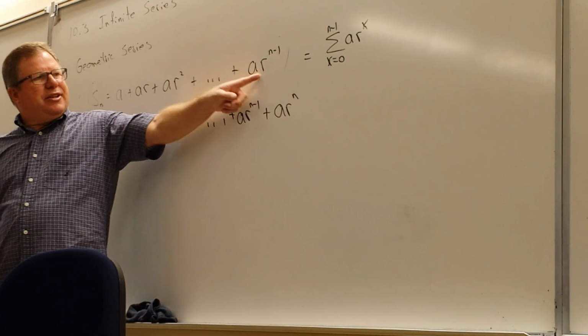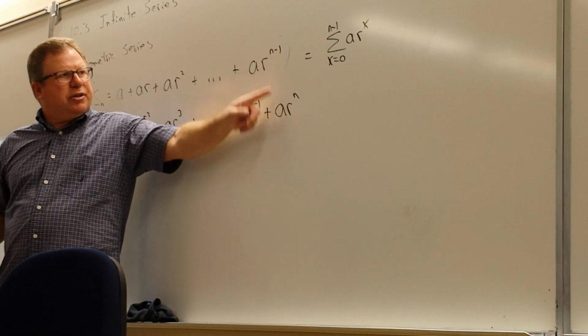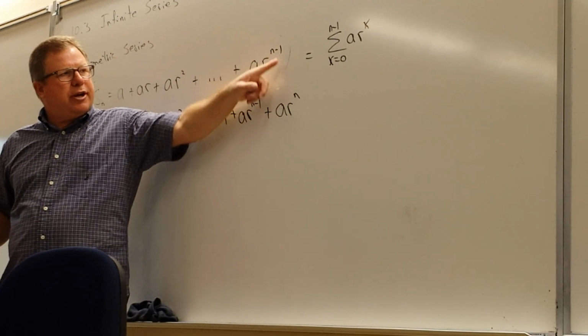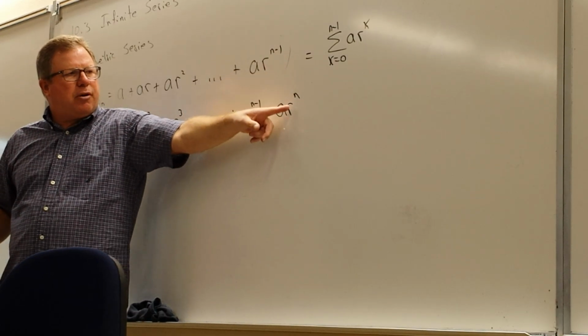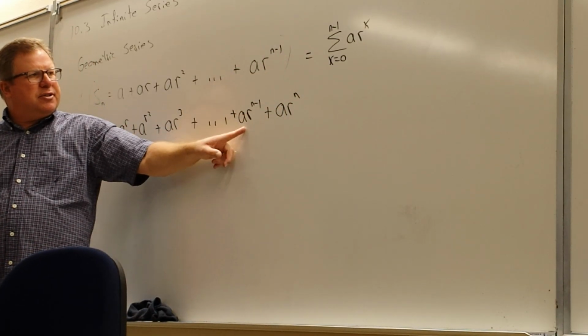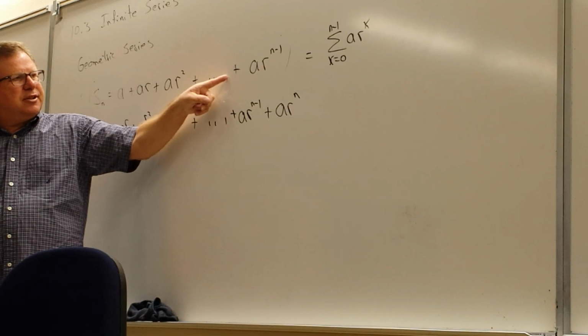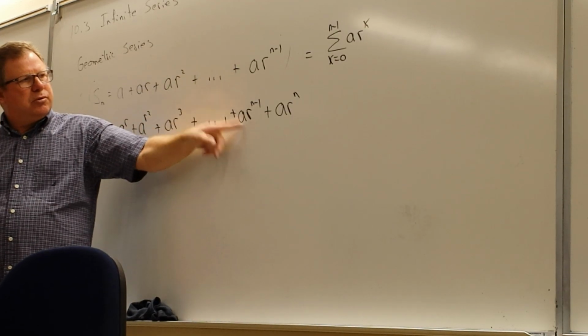So when we multiply this one by r, we get that last one, because r to the n minus 1 times r, you add the exponents, the ones cancel, and you get r to the n. This is the one before this that's sitting here that we didn't show. Okay?